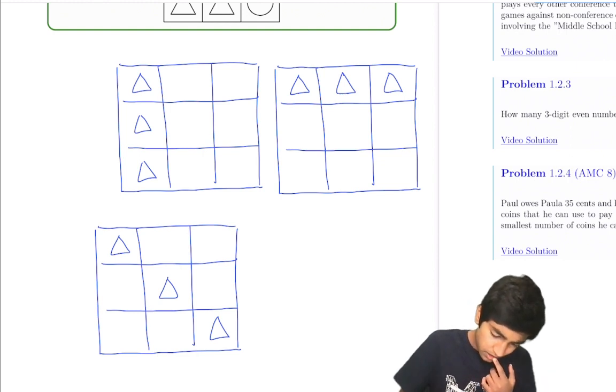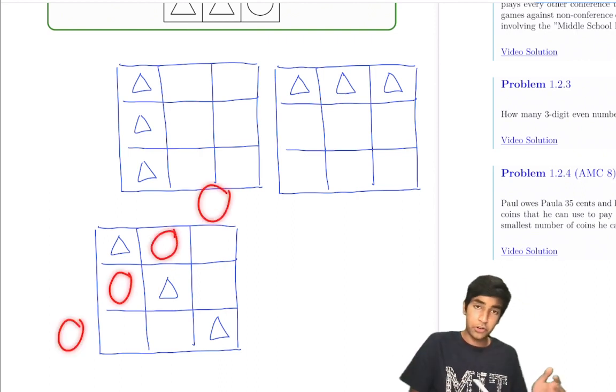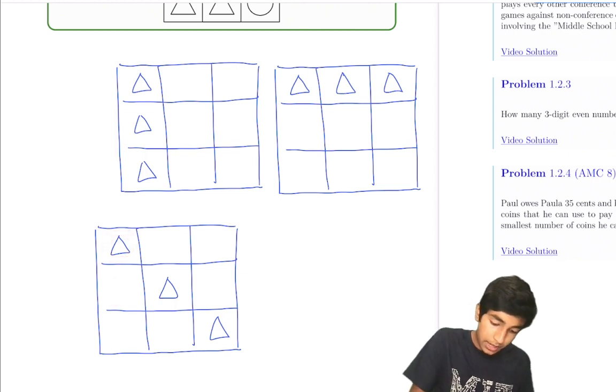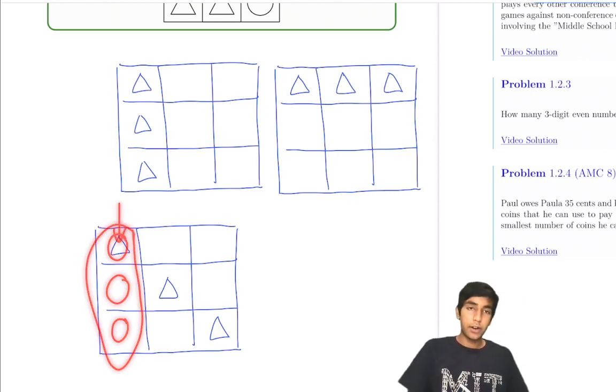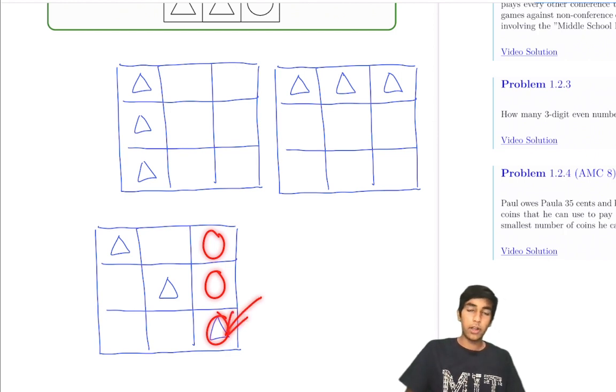Well, let's say we have a circle here, then we have a circle here. Well, there's no spot here or here to form a line. Circle here, here. There's no circle. If you have a circle here and here, we can't have a circle here to form the line, so that won't work. Because in order to form a line, we have to have 3 in a row, but now there's a triangle blocking that square. Similarly, to have the circles in a row here, the triangle is blocking this square, and to have 3 circles in a row here, the triangle is blocking this square.